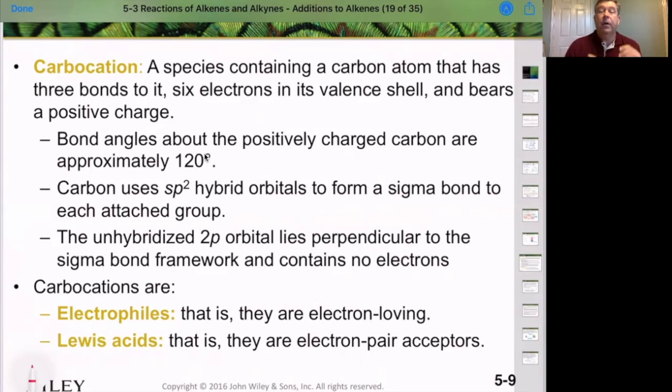Okay, and remember, Lewis acids are things that accept electron pairs. So our carbocation can be called an electrophile, or it can be called a Lewis acid. They're basically saying the same thing. They are willing to accept electron pairs to form a new sigma bond.